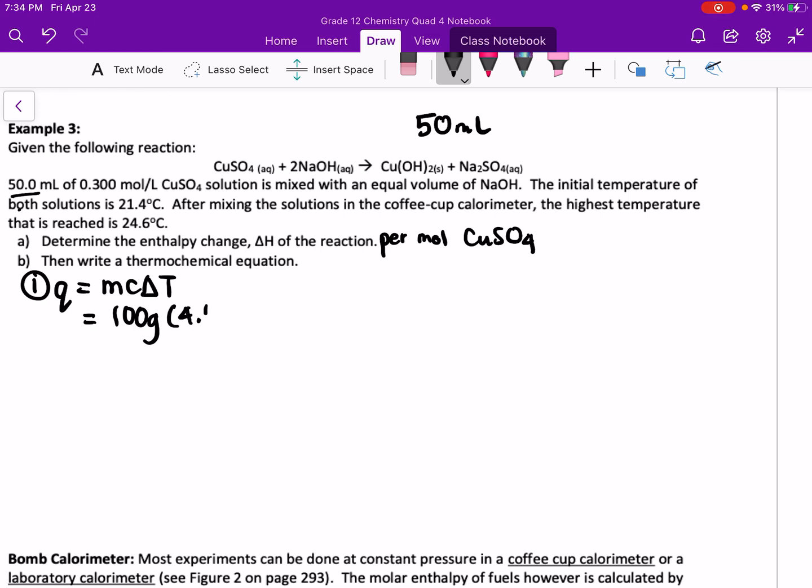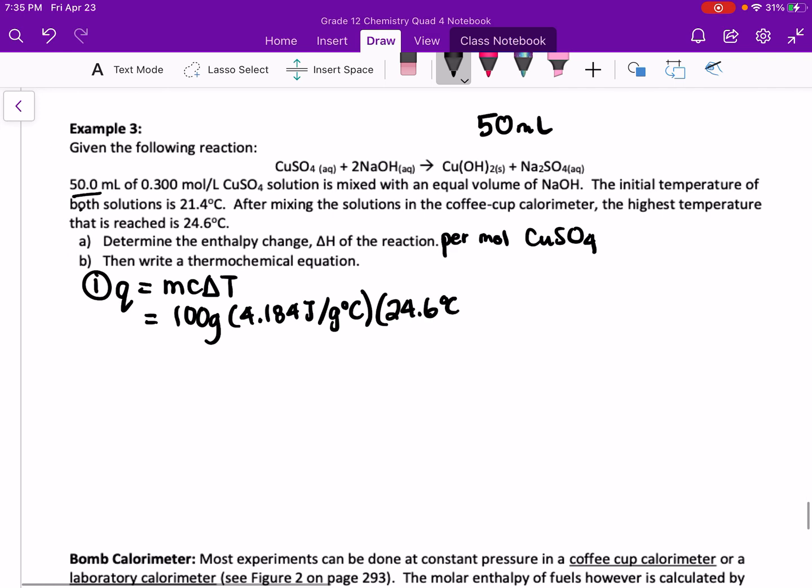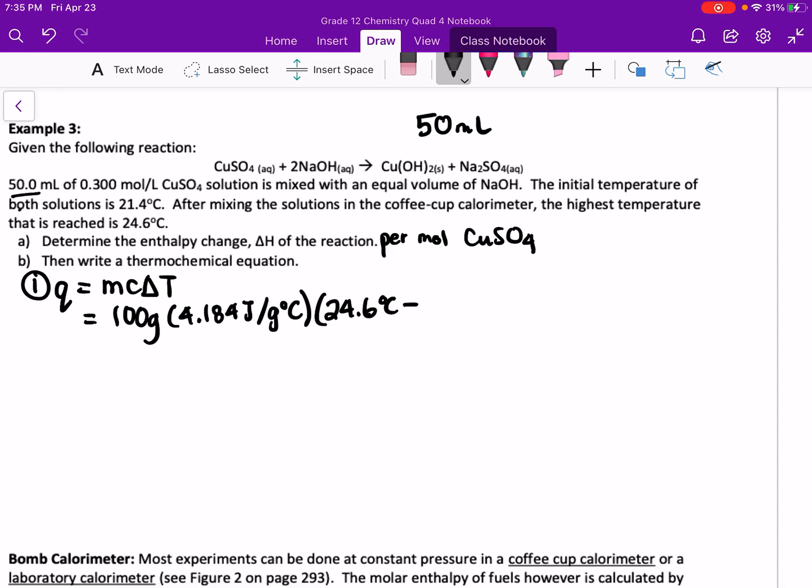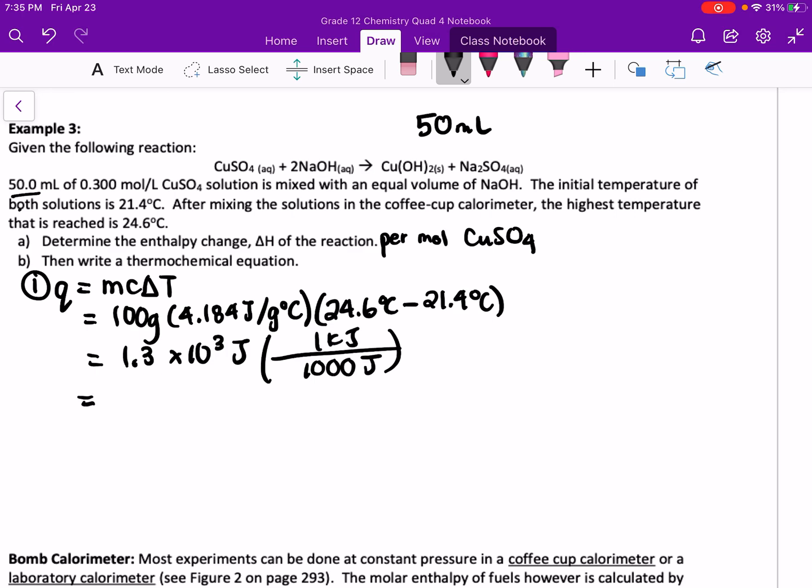Our heat capacity of water is 4.184 joules per gram degrees Celsius, and our temperature is going to 24.6 degrees Celsius and starting at 21.4 degrees Celsius. Our heat in this reaction is equal to 1.3 times 10 to the 3 joules. We're going to convert this right away into kilojoules to get 1.3 kilojoules.